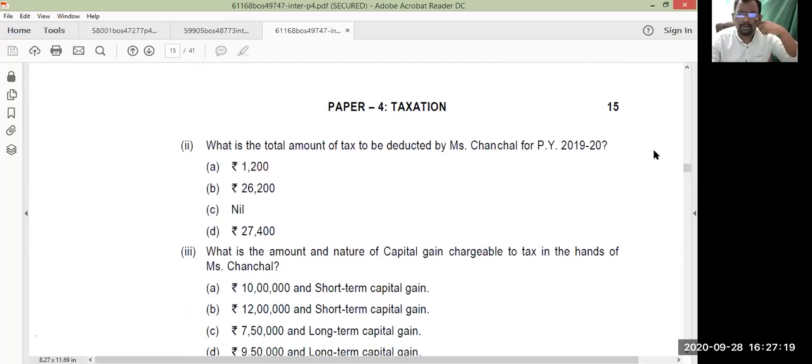What is the total amount of tax to be deducted by Ms. Chanchal for the previous year 2019-20? Appropriate sections you need to apply, right? Those respective sections, and basing on that, we need to deduct the TDS.